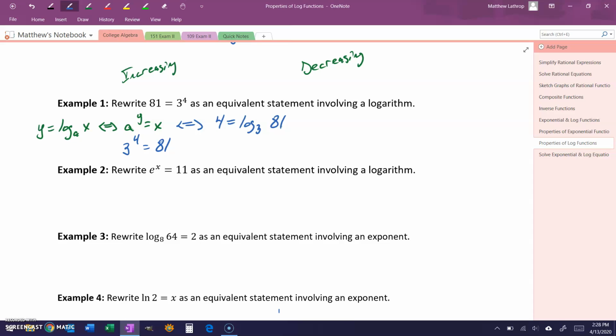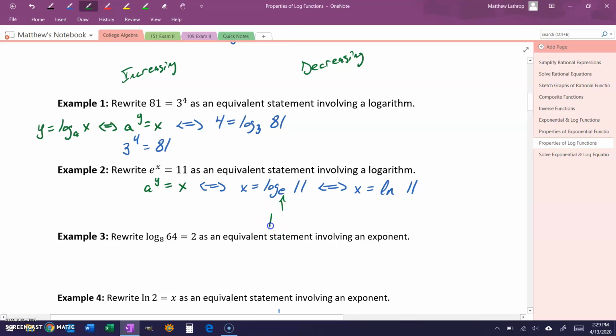In example 2, we have e to the x power is equal to 11. Again, if we think of this as following that same format as a to the y power is equal to x, that means we can translate this into log form as x equals the log base e of 11. In this case, we have one more step we can apply just to simplify our notation a little bit, and we can rewrite this as x equals ln, which is short for the natural log of 11.